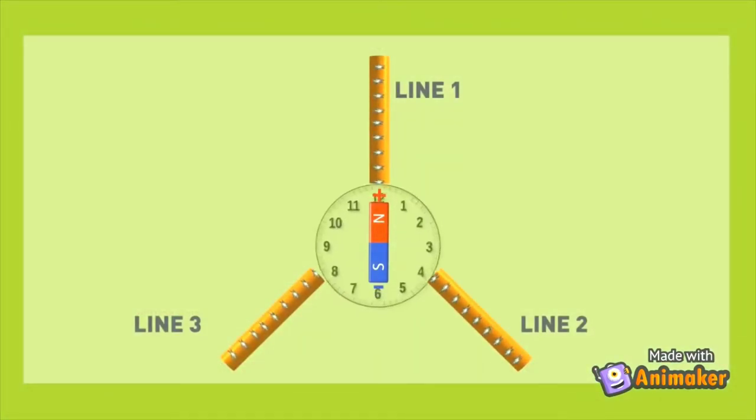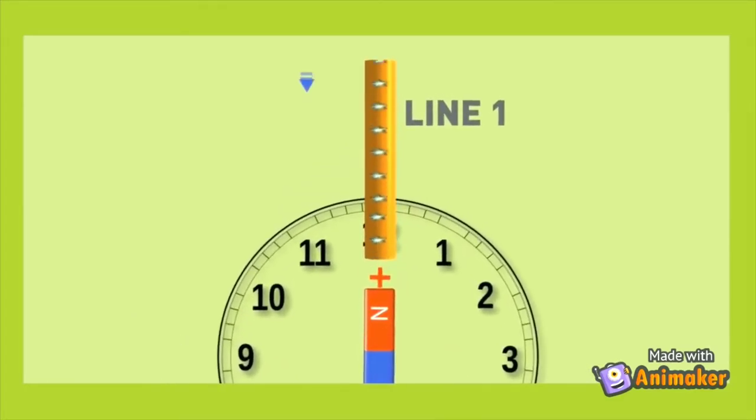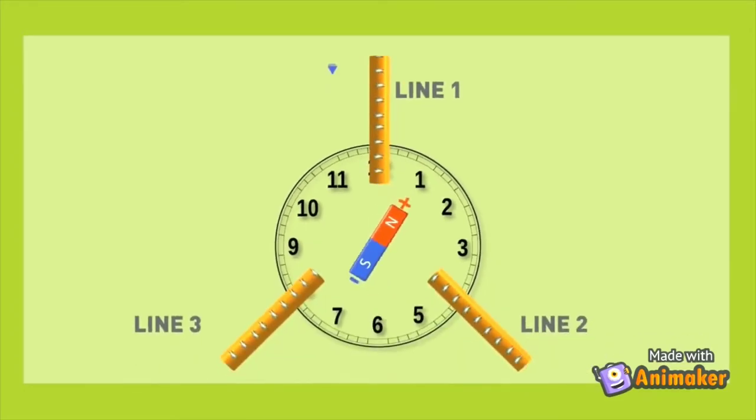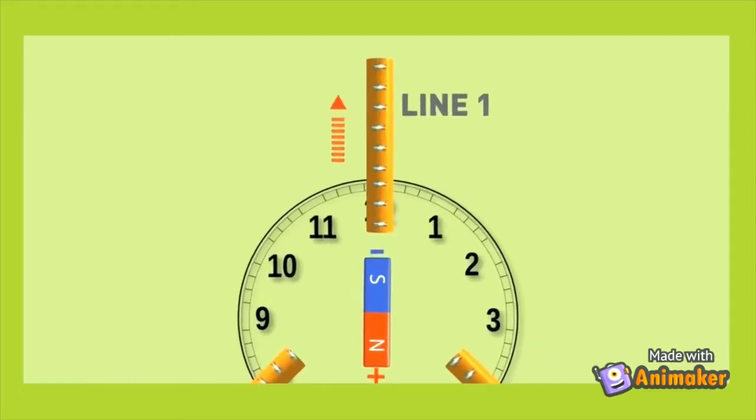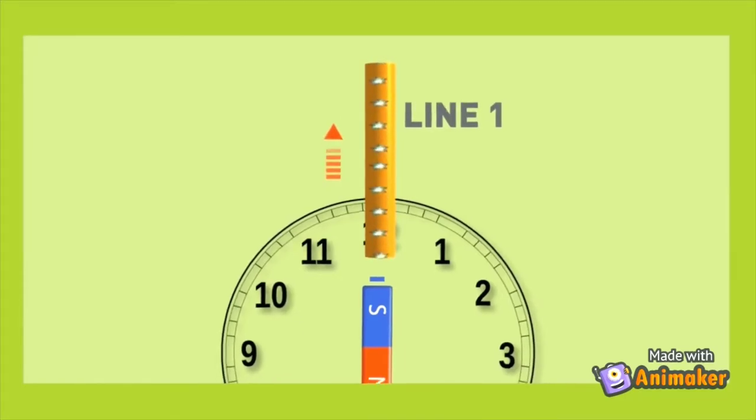For easier understanding of the concept, let's use a clock face and see that line 1 is at the 12 o'clock position. The electrons in line 1 are going to be flowing towards the north pole of the magnet. When the magnet swings 90 degrees, perpendicular to line 1, the electrons in line 1 will stop moving. Then, as the magnet swings more than 90 degrees and the south pole of the magnet comes closer to line 1, the electrons will reverse, which means the direction of current will reverse.